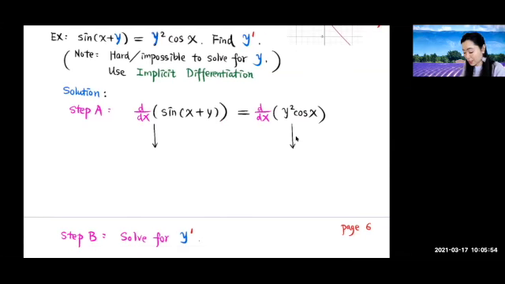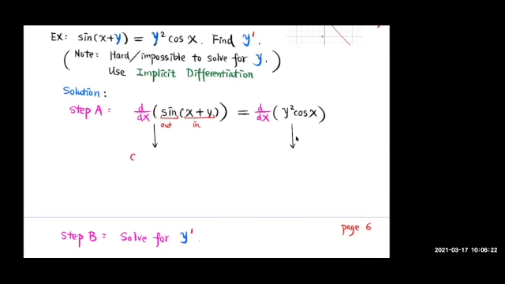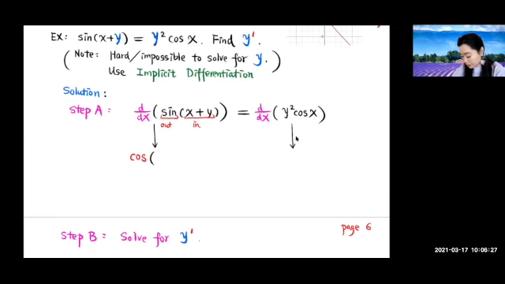So differentiate here. Notice that this is the outer function, and this is the inner function. Actually the y here is the innermost function. So differentiate here, we have to use the chain rule. Differentiate this outermost function sine, we get what? The derivative of sine is cosine. And then we just copy this cosine of x plus y.